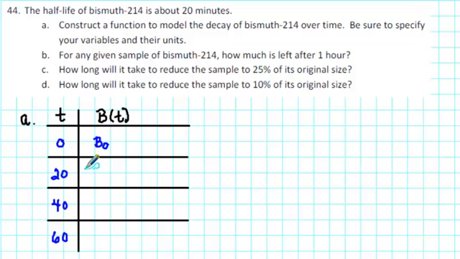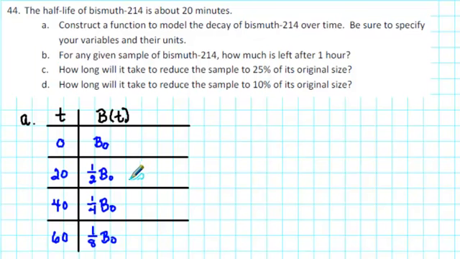After 20 minutes, we'll have half of the initial amount. The way that we can symbolize that is 1/2 B sub 0. After 40 minutes, we'll have half of a half, which is 1/4 of B sub 0. After 60 minutes, we'll have half of 1/4, which is 1/8 of B sub 0.